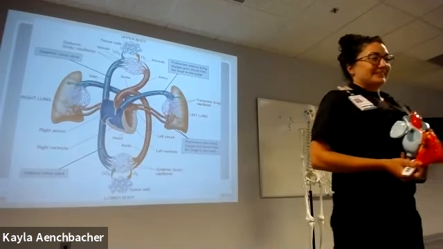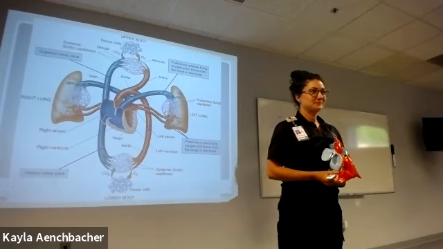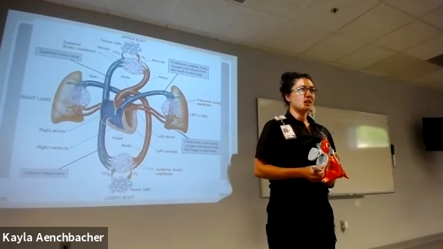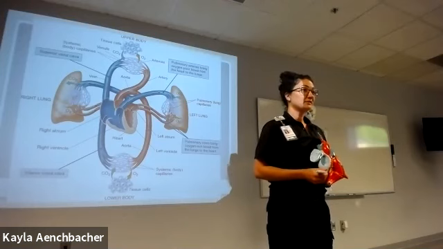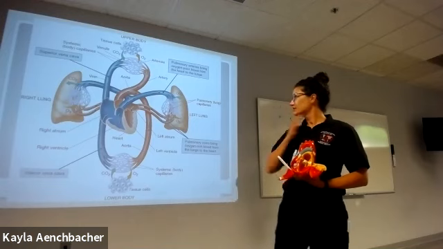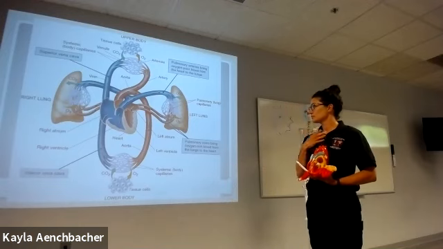So the right side and the right lung, three. And then the left. Lobes. Well, yeah, the right side of the heart and the right lung, the three lobes, the three points.